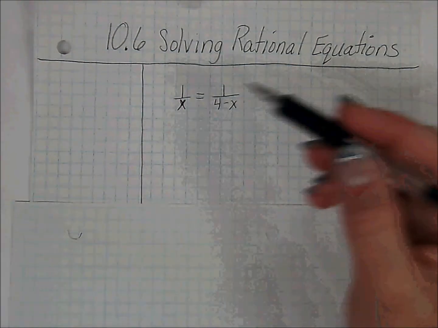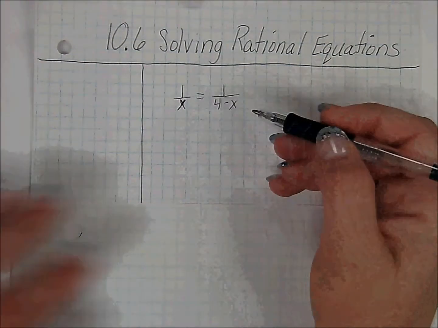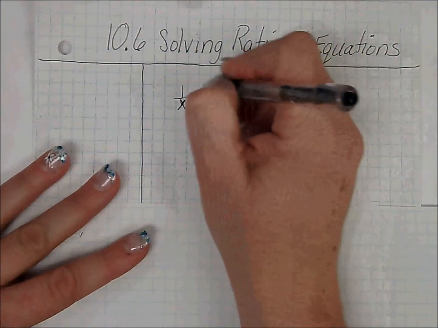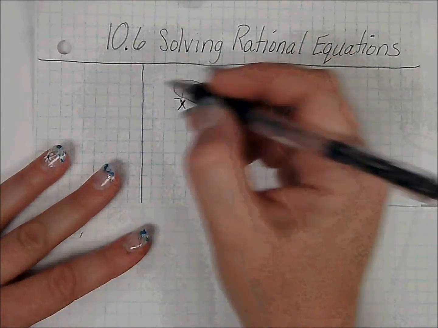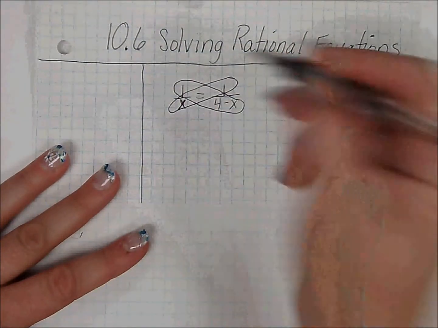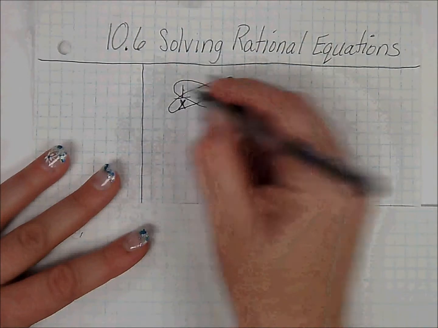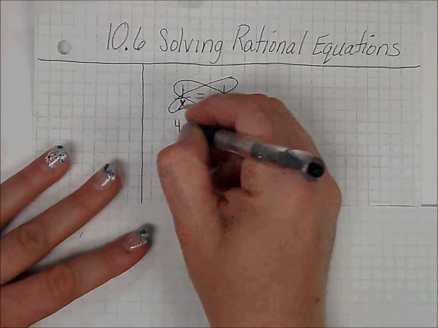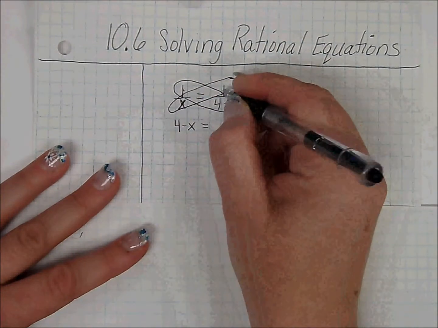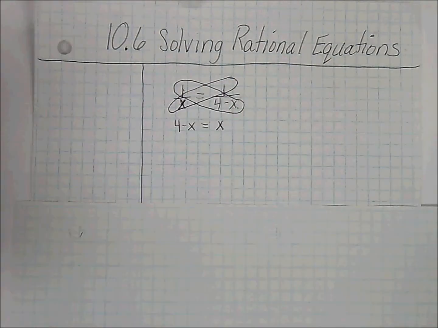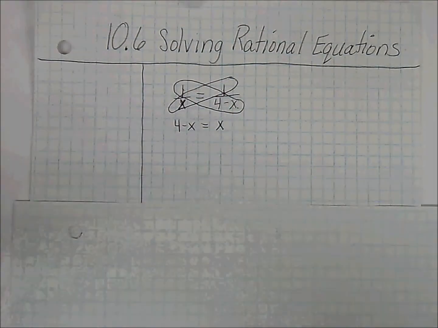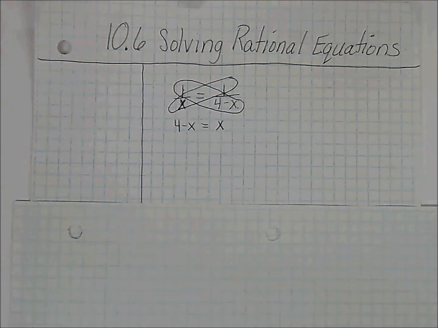And when we have the equal sign, we've learned that we can say, oh, if I multiply this times this, and this times this, I can do it. So if I multiply 1 times 4 minus x, I get 4 minus x. And if I multiply 1 times x, I get x. And now the fractions have gone away. I can only do that because I had one fraction on the left and one fraction on the right. So that was the only reason I could do that.